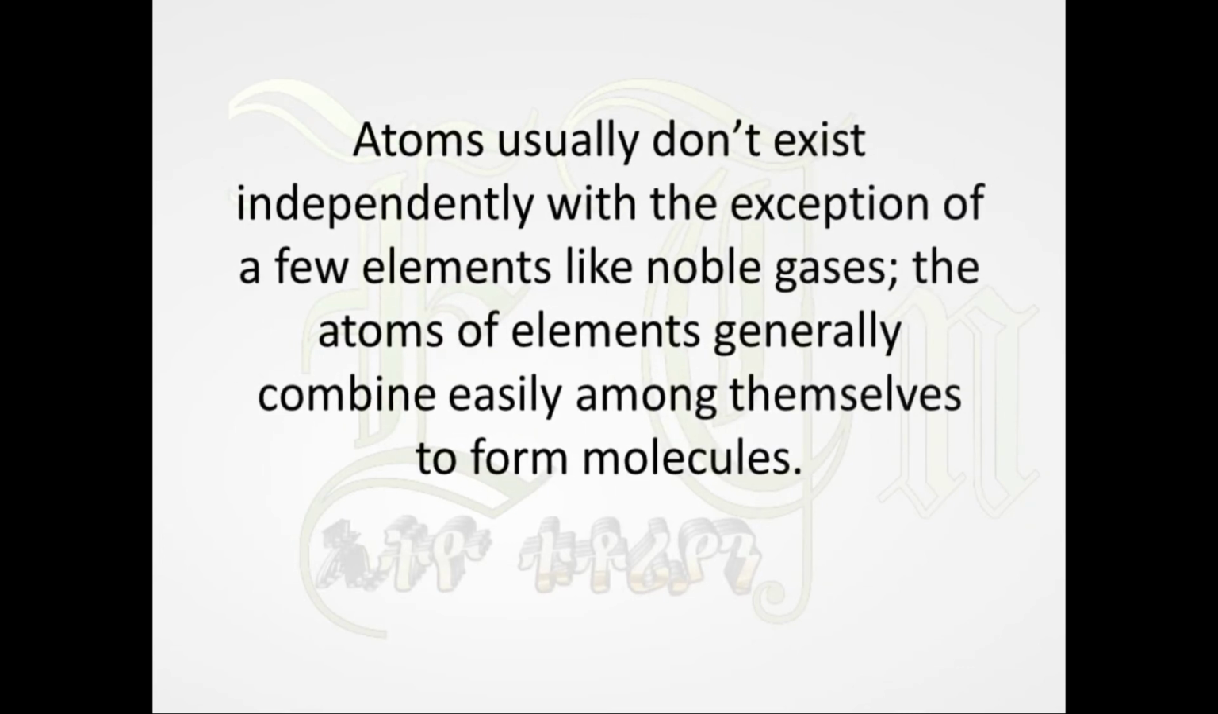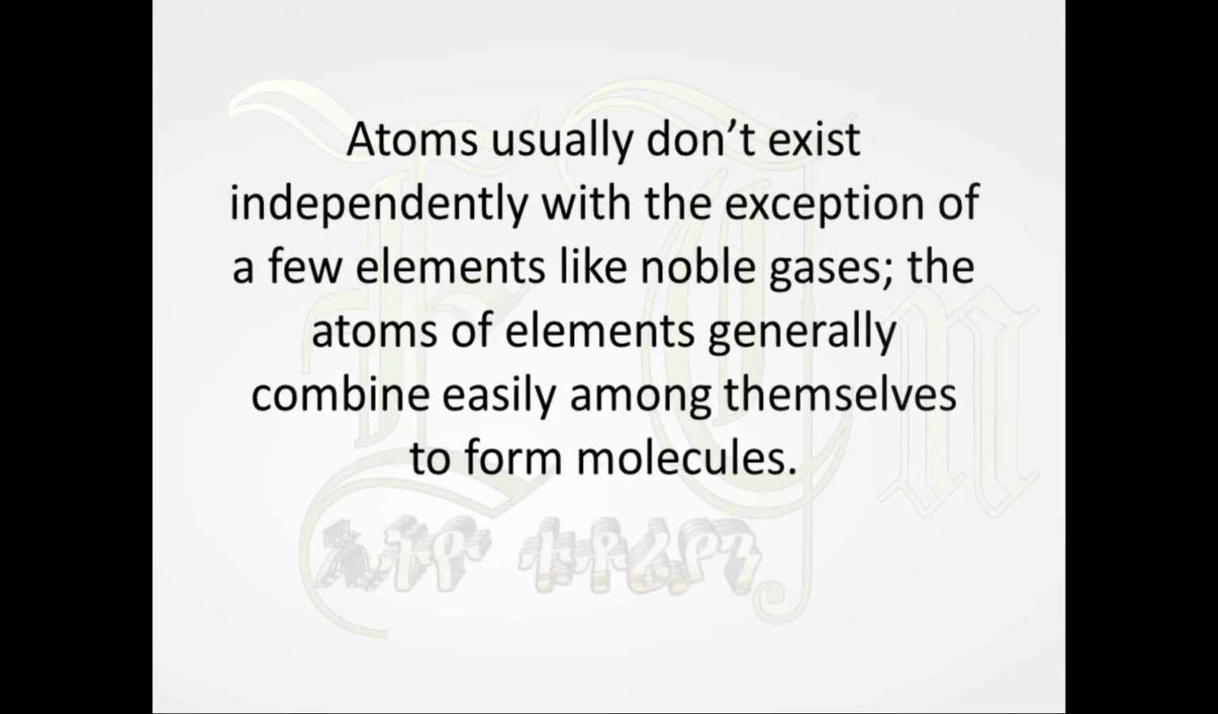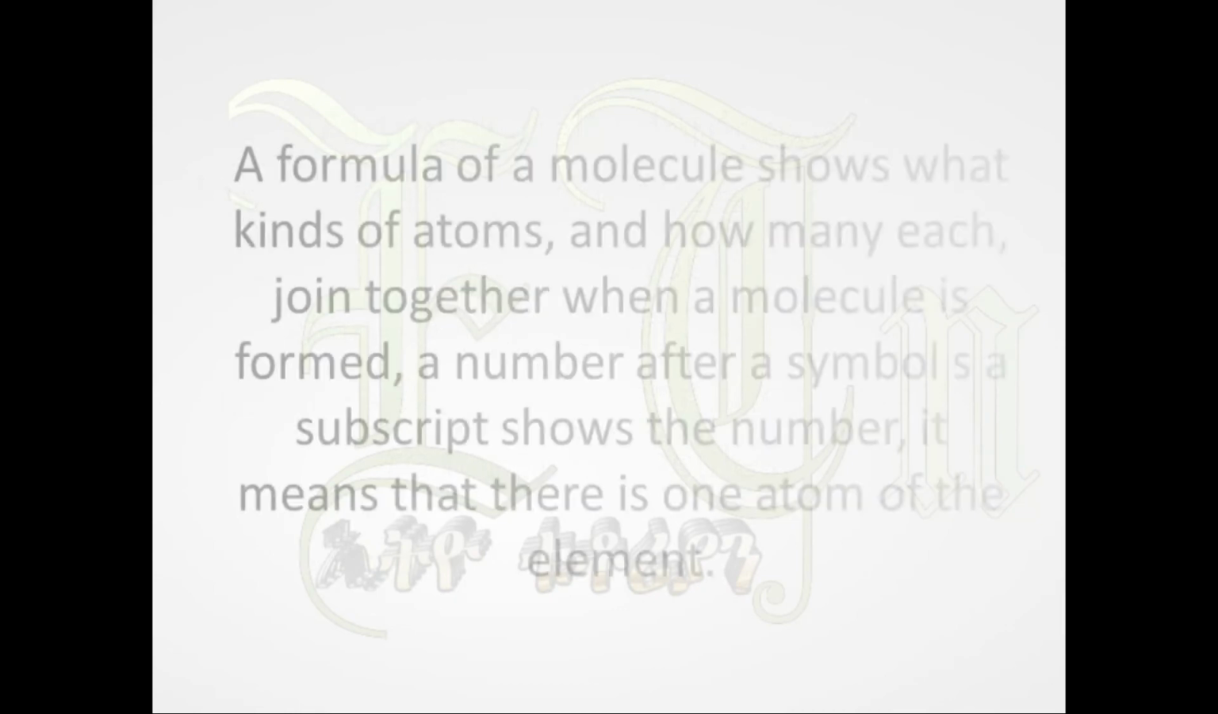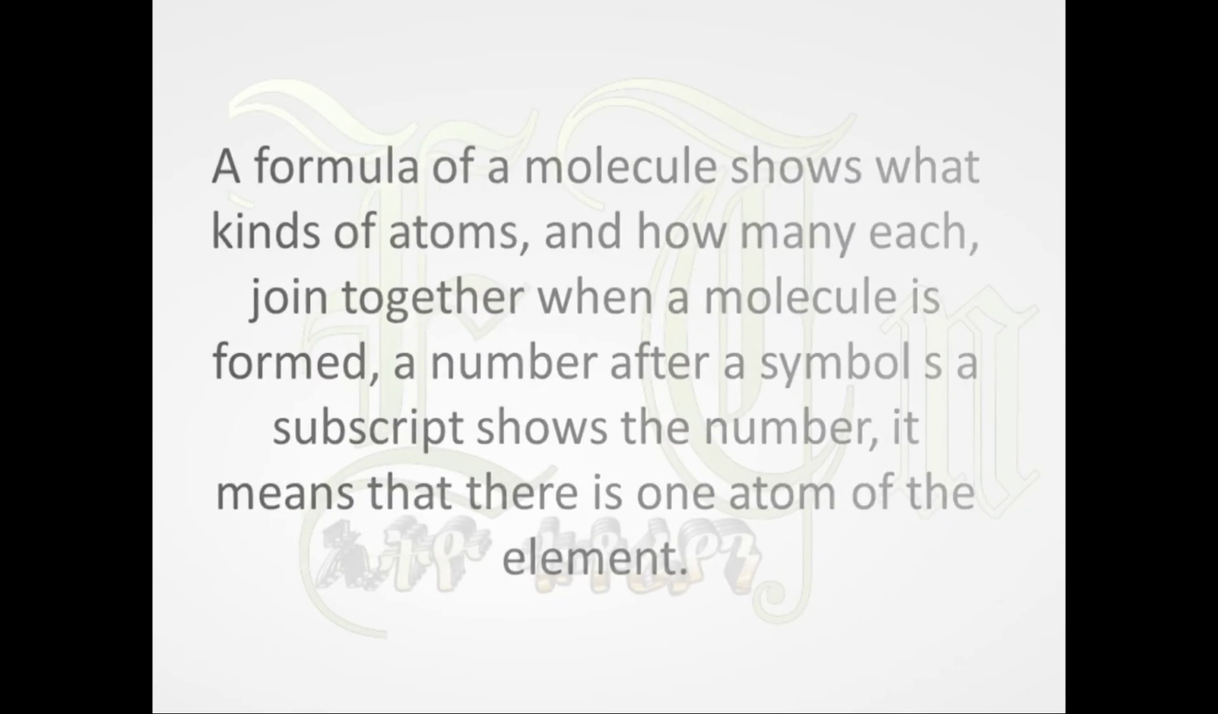Atoms usually don't exist independently, with the exception of a few elements, like noble gases. The atoms of elements generally combine easily among themselves to form molecules. A formula of a molecule shows what kinds of atoms, and how many of each, join together when a molecule is formed. A number after a symbol, written as a subscript, shows the number of atoms. If there is no number, it means that there is 1 atom of the element.